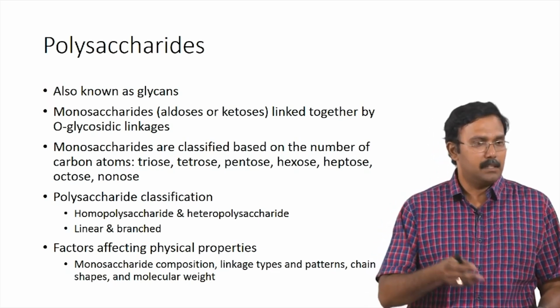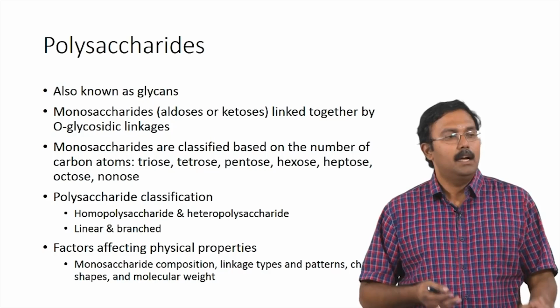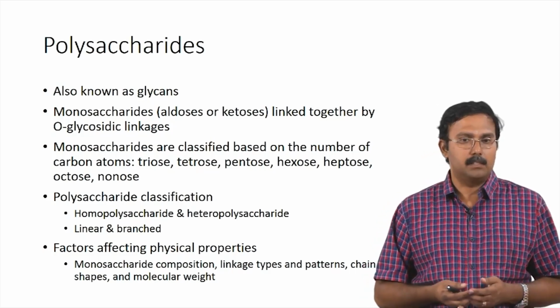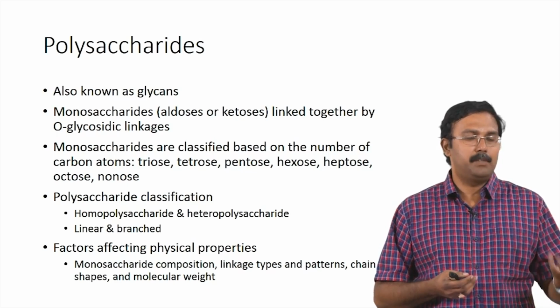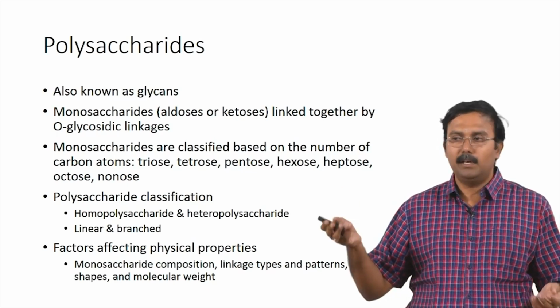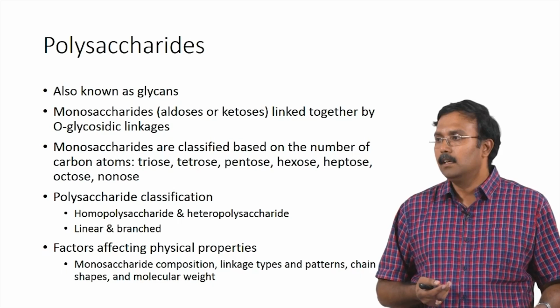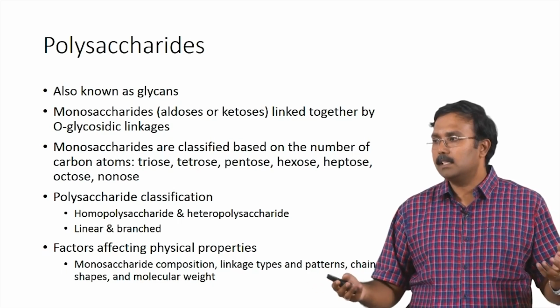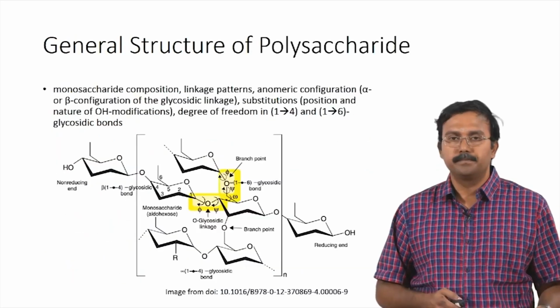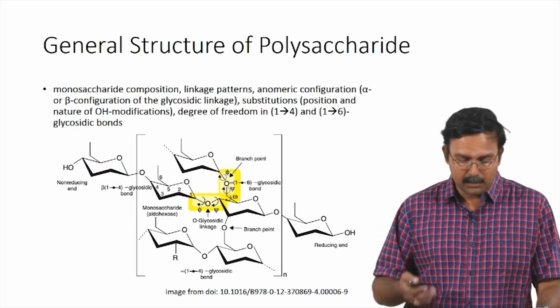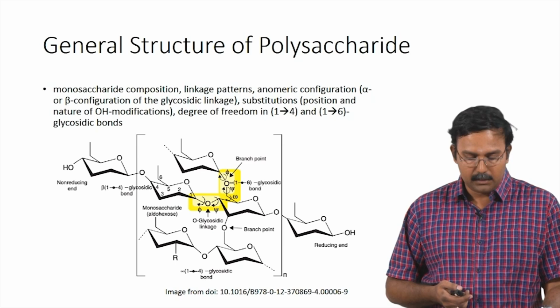Chain shapes like the linear chain or branched chain, and the molecular weight of the material itself. So, you might have these polysaccharides which can range from maybe 40 to 50 kilodaltons all the way to a few megadaltons. If you are going to have that kind of a range based on the molecular weight, there will be many physical properties which will change.